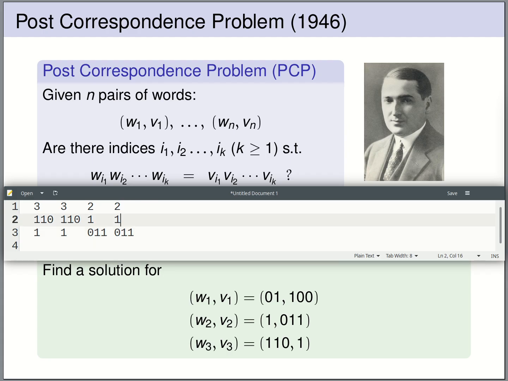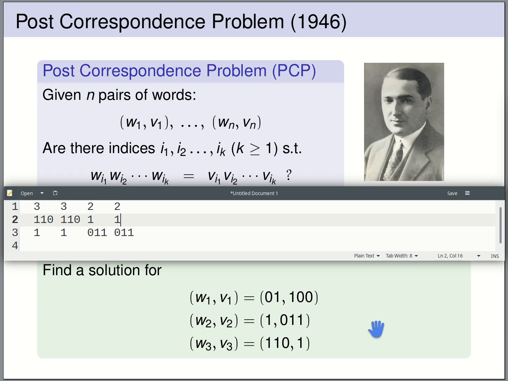Now let's have a look. On the top we are reading 1, 1, 0, 1, 1, 0, 1, 1. On the bottom we are reading 1, 1, 0, 1, 1, 0, 1, 1. So the concatenation of the entries on the top, the left entries of the pairs, and the concatenation of the right entries of the pairs is the same word. So picking the pairs 3, 3, 2, 2 gives us a solution to this post-correspondence problem.